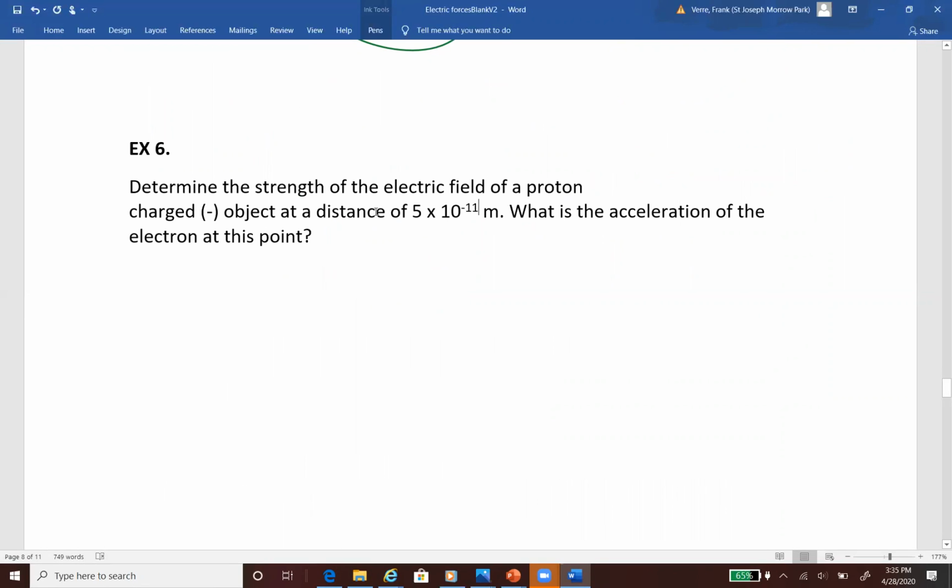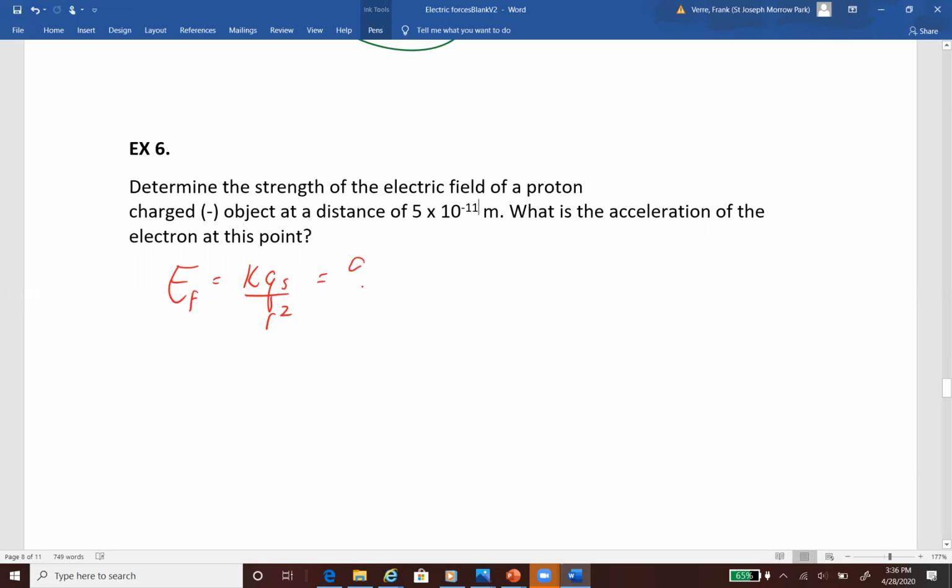Okay, so the question is, what is the electric field strength of a proton? This is the proton in the nucleus of a hydrogen atom. And what would that electric field strength be at a distance of 5 times 10 to the negative 11 meters, which would be the average distance that an electron in that hydrogen atom would be? Again, average distance. So from the previous question, the electric field strength we said is E is K Q source over R squared.